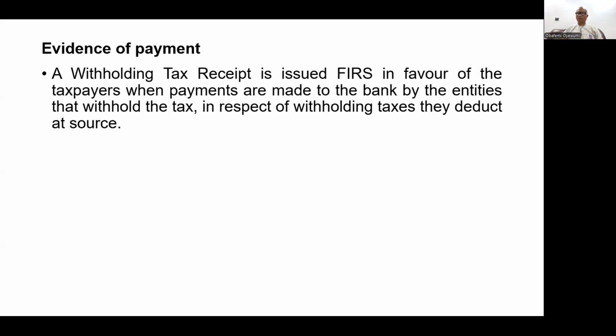So FIRS is supposed to give you a withholding tax receipt, until you have the receipt given by FIRS. And of course, ditto, that's talking about the state internal revenue service. You cannot apply it. You cannot use it to offset your liability at the end of it. So the taxpayer must always get a withholding tax receipt from the appropriate authorities.